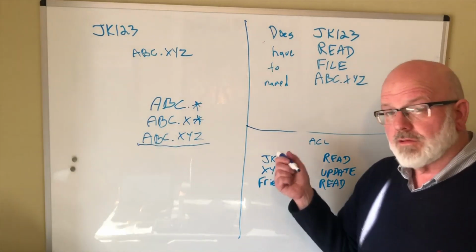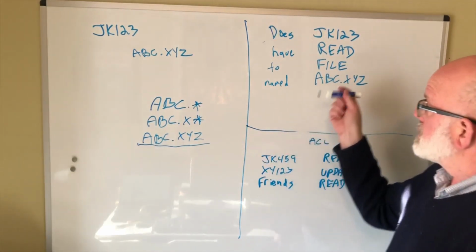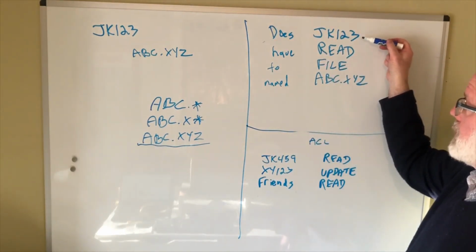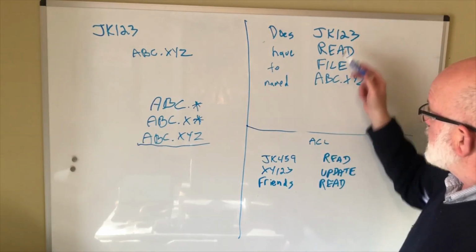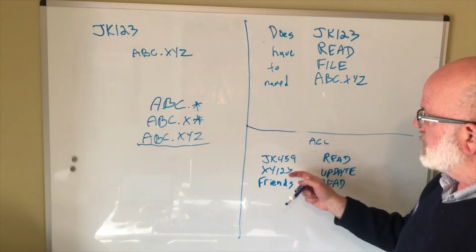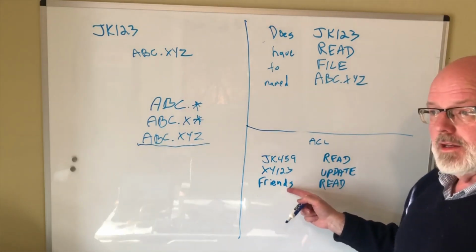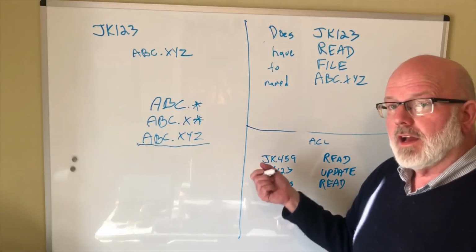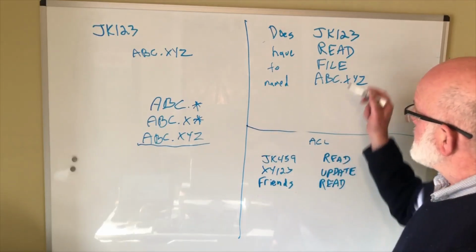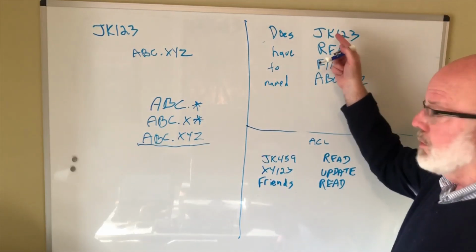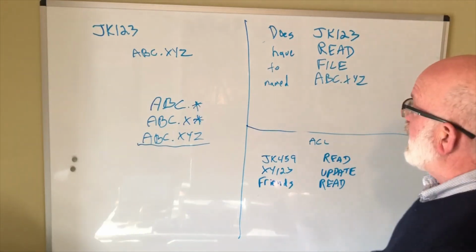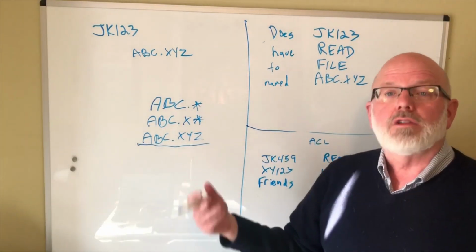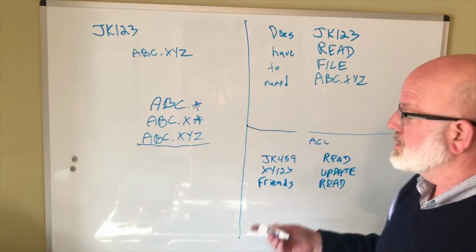So now RACF is ready to answer this question. It knows that the ID is JK123, so it looks in its list of IDs. Is JK123 in there? Is that it? No. Is that it? No. Is that it? No. If it doesn't find the ID in there, then it says, well, there's a thing called a group. Is JK123 in any groups? And as it turns out, I might be in hundreds of groups. I might be in quite a lot of groups.